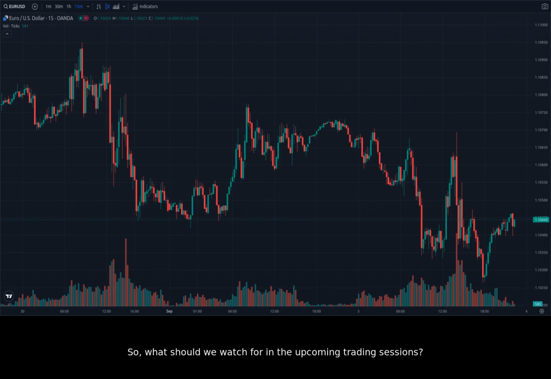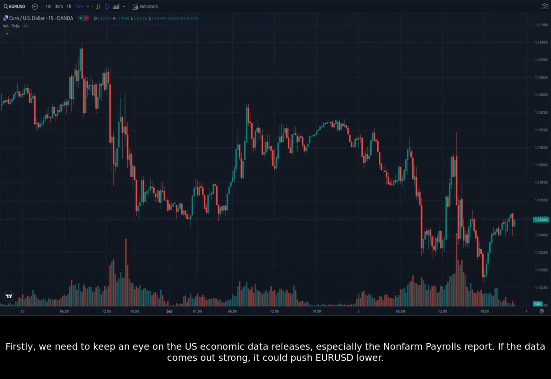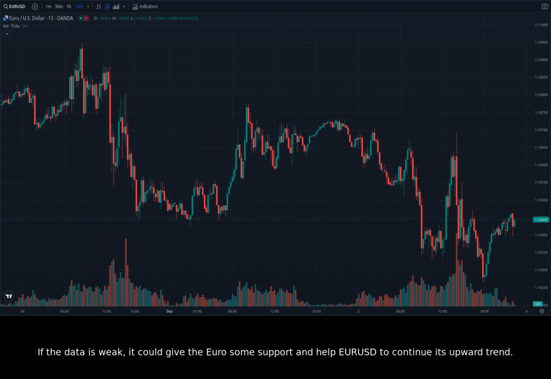So, what should we watch for in the upcoming trading sessions? Firstly, we need to keep an eye on the US economic data releases, especially the non-farm payrolls report. If the data comes out strong, it could push EURUSD lower. If the data is weak, it could give the euro some support and help EURUSD to continue its upward trend.